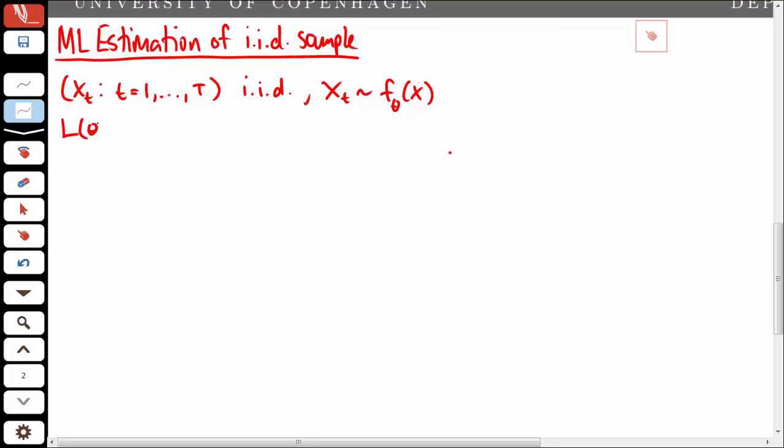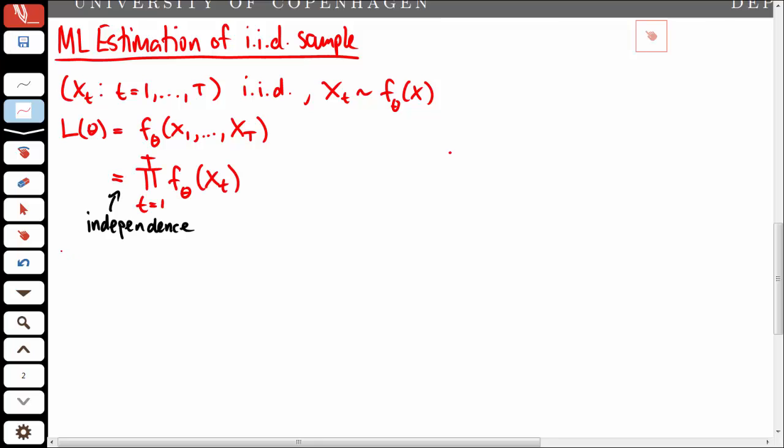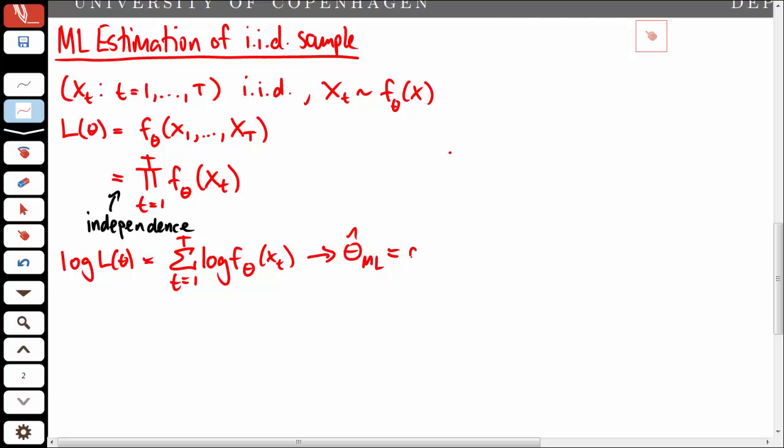Now, recall that we can write down the likelihood function of the observations. This is simply just the joint density of the observations. And now, due to the fact that the observations are independent, the joint density of the observations is the same as the product of the marginal densities. Hence, we obtain the log likelihood function, which is just the sum of the log of the likelihood contributions. And we can estimate theta by simply maximizing the log likelihood function.